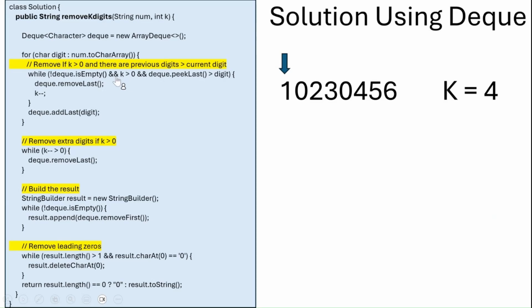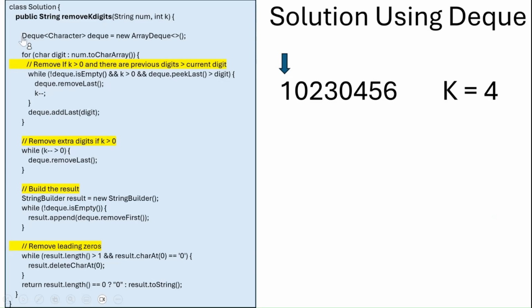If yes, and we need to still remove some digits if k is greater than 0 and the previous visited digit is greater than the current digit, then remove the previously visited digits and decrement the k. Keep removing it till we have some digits to remove, K is greater than 0.